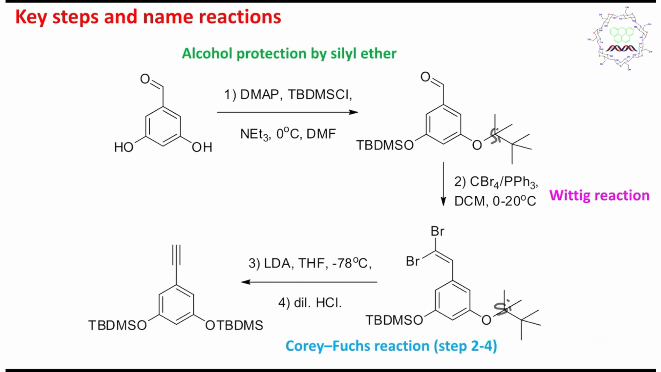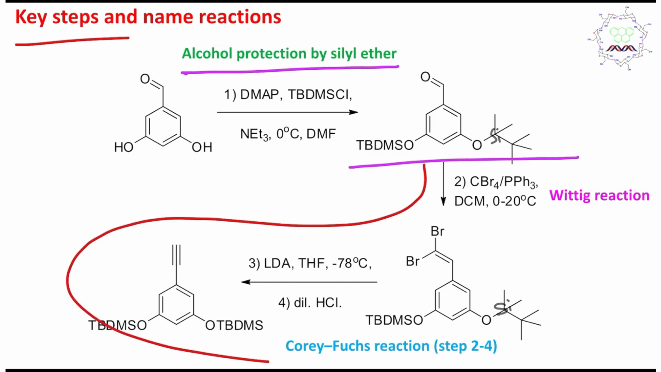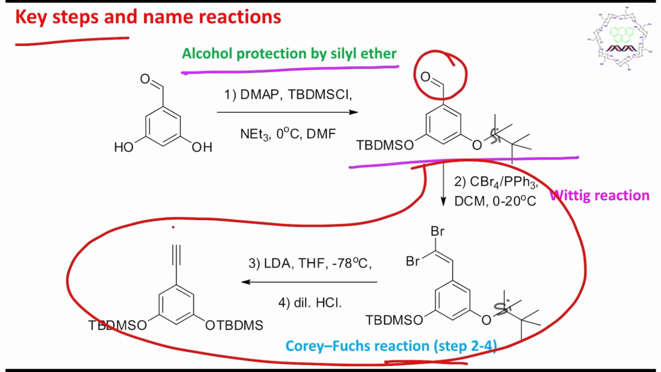Okay. So if we say the key steps and name reaction, the first step is alcohol protection by silyl ether formation, or better to say bulky silyl ether formation, this TBDMSO. Okay, fine. And the next step is a Wittig type reaction, or actually if you consider total steps number 2 to 4, it's actually the Corey-Fuchs reaction. So in this way, from aldehyde, terminal alkyne is produced.